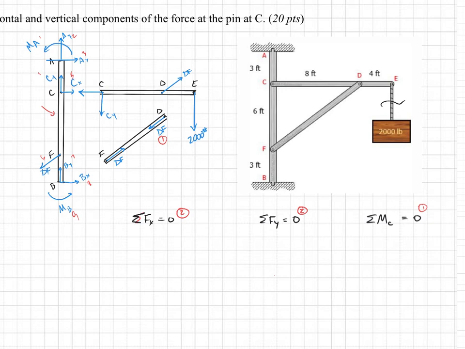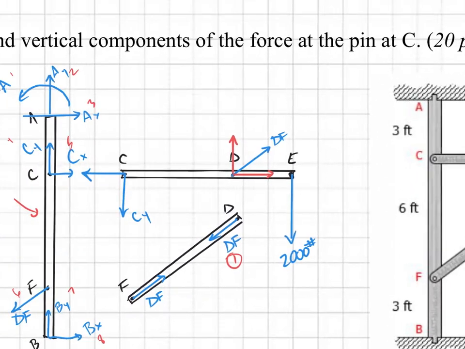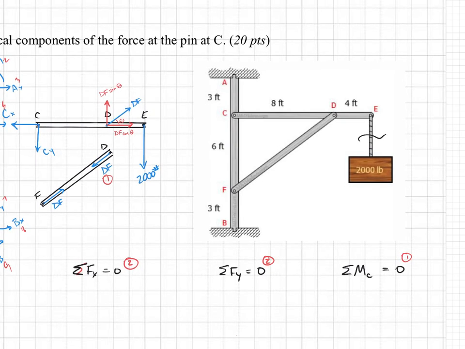So basically I'm going to take DF, and I'm going to break it into its components. Here's one component, and here's another component. All right, so if we zoom in, this is going to be DF sine of this angle right here, and this is going to be DF cosine of that angle. Now we can also notice that this is a 3, 4, 5 triangle. So this is a 3, this is a 4, so this is a 5.